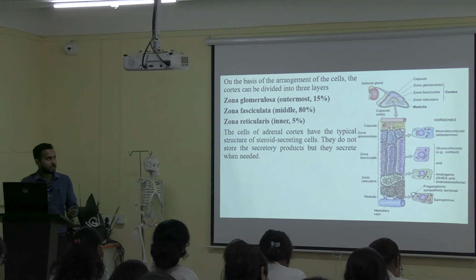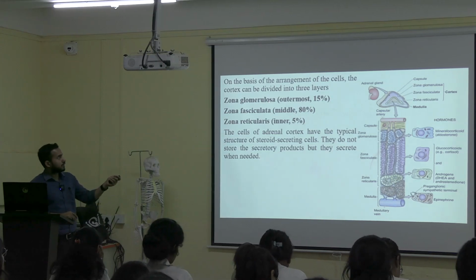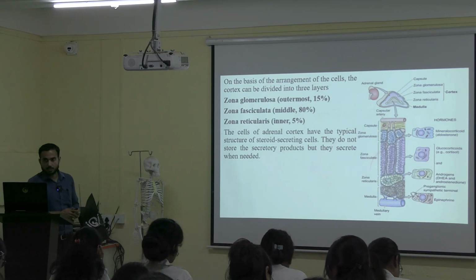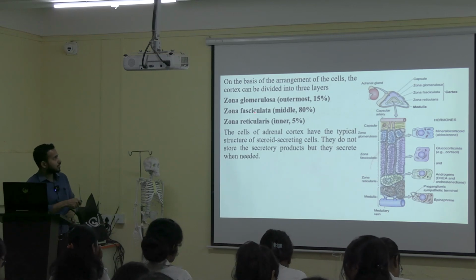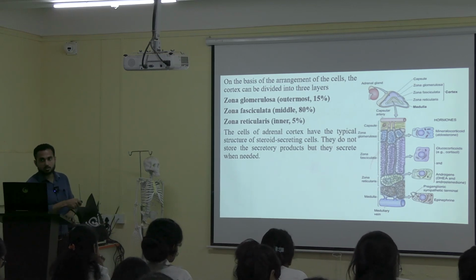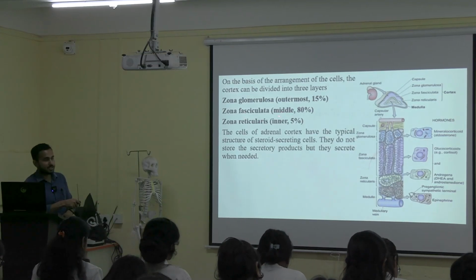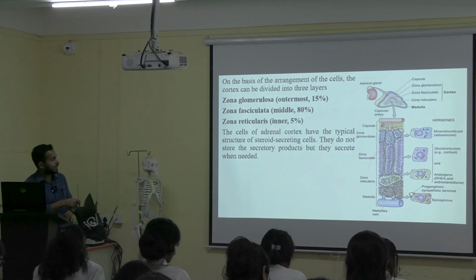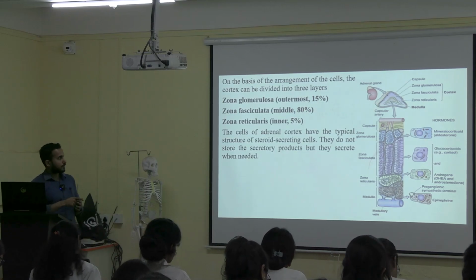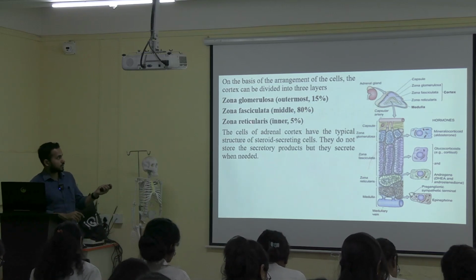Three zones are there, as you can see: zona glomerulosa, fasciculata, and reticularis. The glomerulosa is the outermost. Next, fasciculata is the middle one, which is the largest zone, and the inner one, which is the smallest, is the reticularis. These are the three different zones.